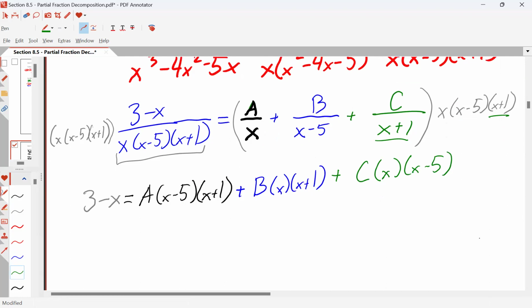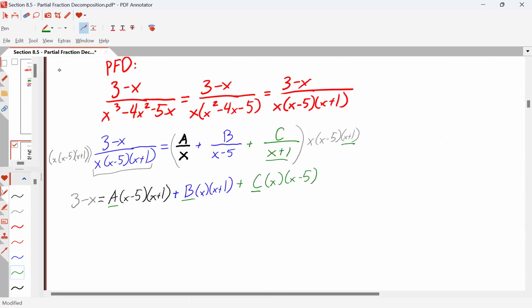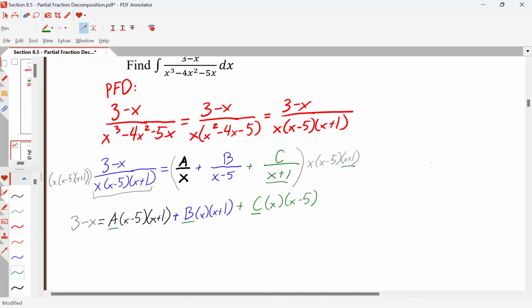From here, what we want to do is solve for these coefficients. And we'll see a few different strategies for how we solve for A, B, and C in some videos. This one, we're going to see the very quick strategy that when everything is linear, and specifically a unique linear, we can solve for these very quickly.